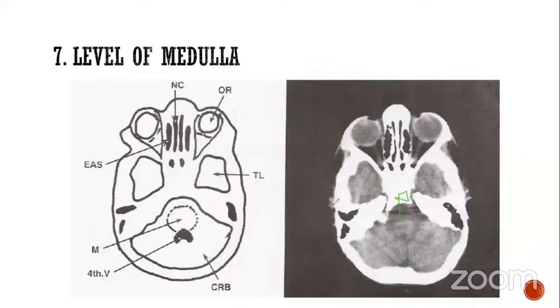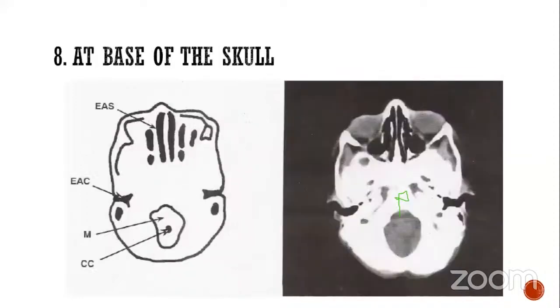And the last one is at the level of the base of the skull. This level demonstrates the lower part of the medulla and the central canal. These are the ethmoid air sinuses. So in this film.